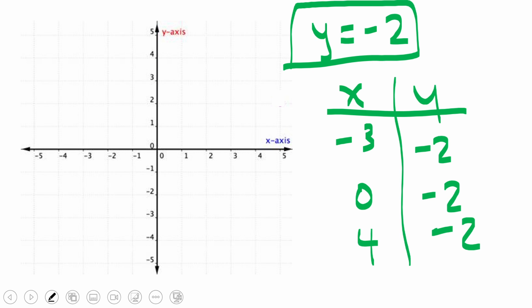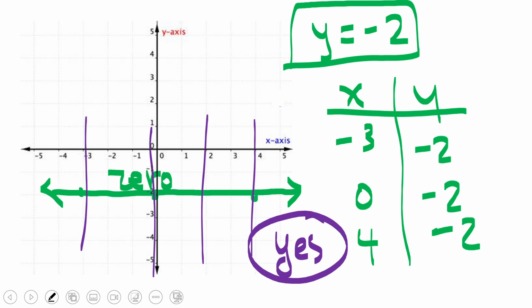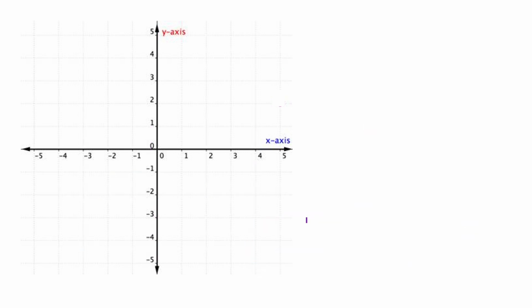So if y is always negative 2, here's our negative 2 across y. We're going to plug in some points. What about a negative 3, negative 2, this point? How about a 0, negative 2, this point, and a 4, negative 2, this point? Okay, connect those. This is a 0 slope. And to determine whether it's a function, we can do the vertical line test. So we have yes. It is a function, at 0 slope, where y equals negative 2.